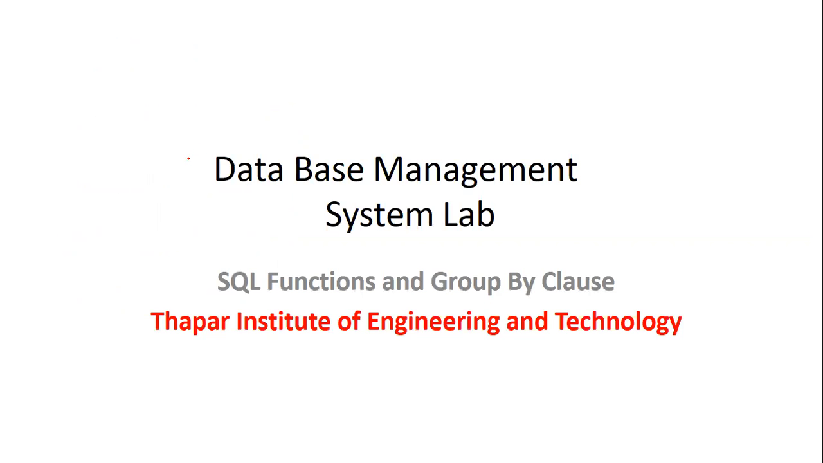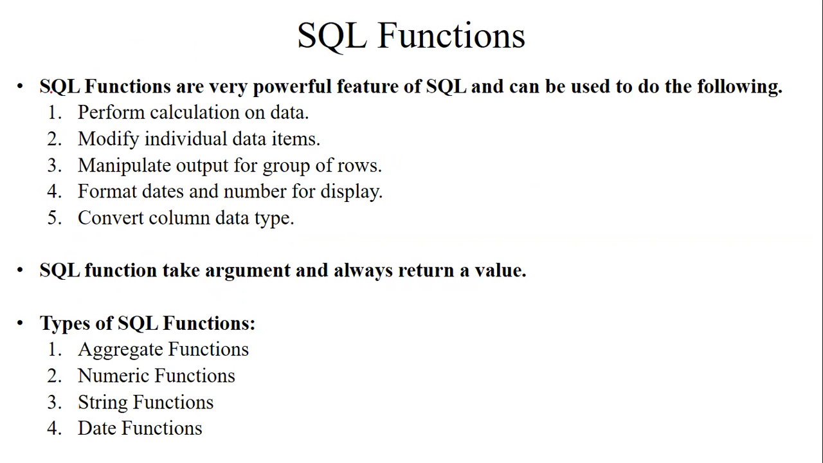In this we will first cover SQL functions. SQL functions are a very powerful feature of SQL that can be used to perform calculations on data, modify individual data items, and manipulate and convert column data types. All these things you can do with SQL functions. Whenever you use an SQL function, it takes an argument, and according to that argument it returns some value. There are 4 basic types of SQL functions: aggregate function, numeric function, string function, and date function.